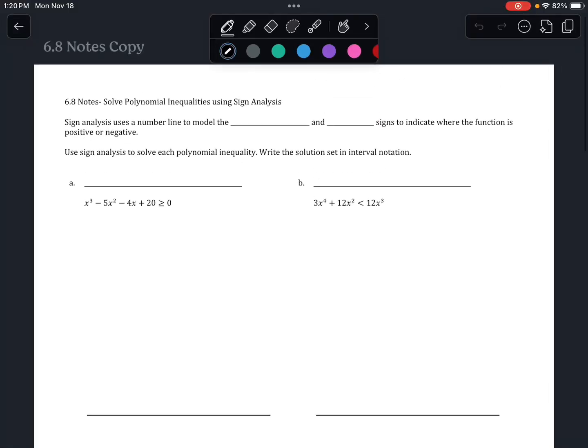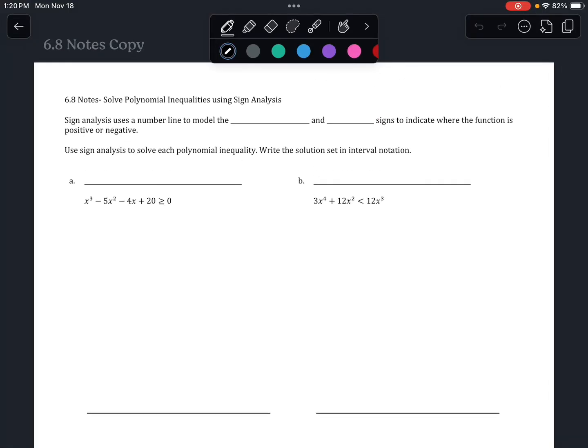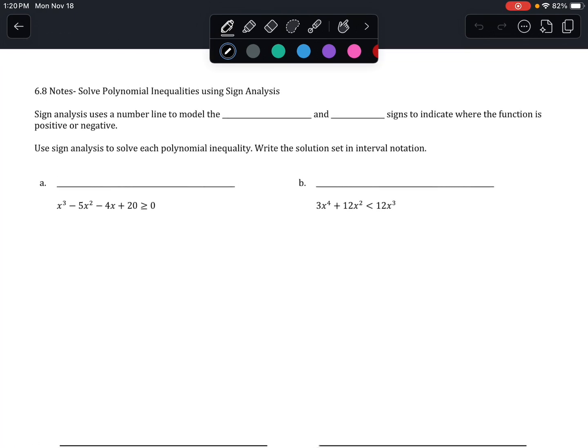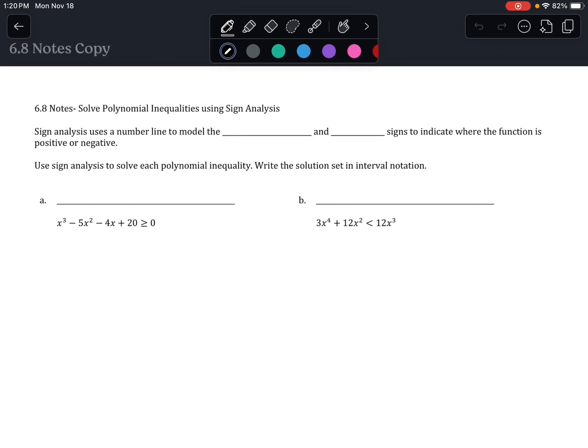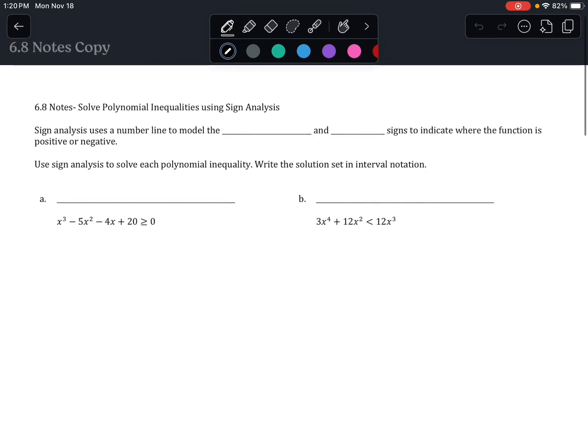All right, today we are going to revisit sign analysis. We have done sign analysis with quadratics. Now we're going to do it with our higher degree polynomials. Sign analysis uses a number line to model the x-axis, and then plus or minus signs to indicate where the function is positive or negative.